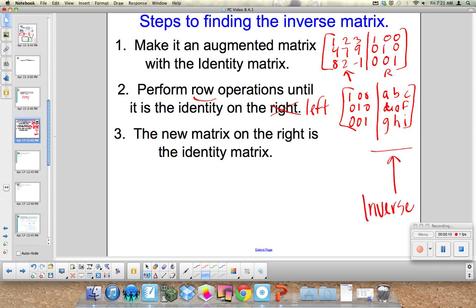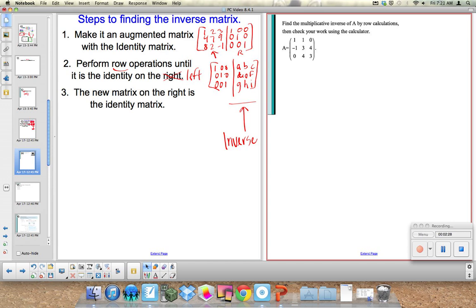So it takes some performing row operations, and we're going to just make sure everyone knows how to do that. And then we'll start to use our calculator again. But first we're going to make sure everyone knows how to do that inverse matrix and finding it by hand. So let's take a look at an example. I'll leave these steps up. So we're taking this matrix and we're going to find the multiplicative inverse of A by row calculations. So again, it starts with taking the matrix and putting the identity matrix on the right-hand side. So 1, 0, 0, 0, 1, 0, 0, 0, 1.